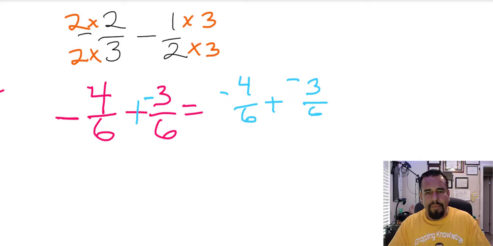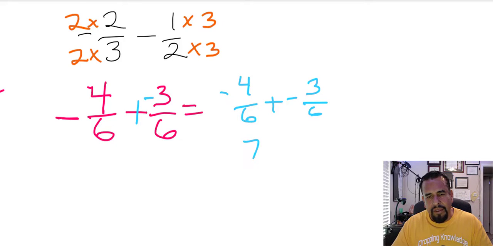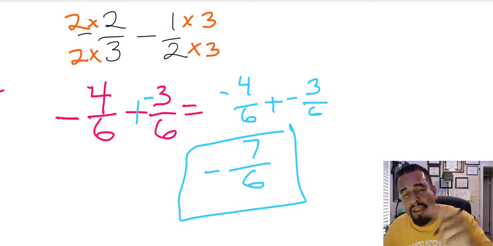I don't like it up there. I mean, it doesn't matter that it's up there. I like to put it down here. So now we have two negative fractions. So add them and keep the negative sign. So 4 plus 3, that's 7. And the 6 comes right over. They're both negative, so keep the negative sign. And that, ladies and gentlemen, is my final answer.